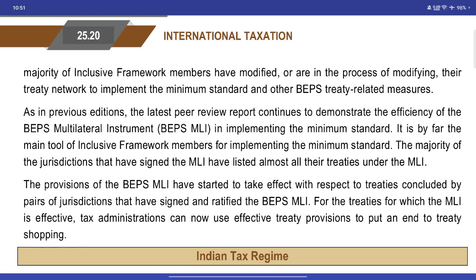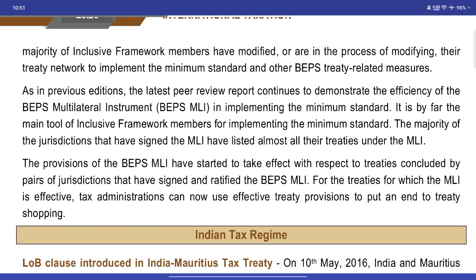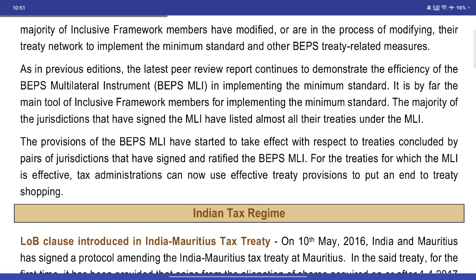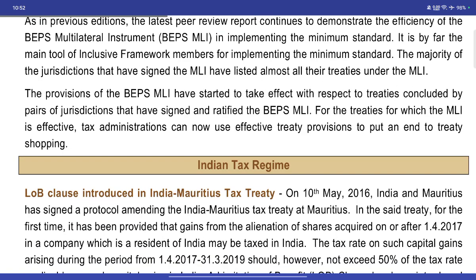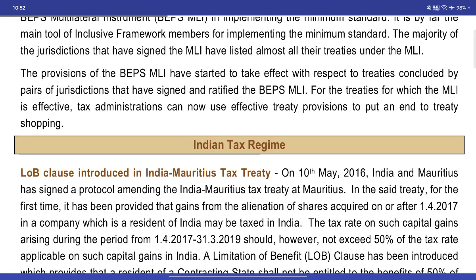As in the previous edition, the latest peer review report continues to demonstrate the efficiency of the base erosion and profit shifting multilateral instrument in the implementation of the minimum standard. It is by far the main tool used by inclusive framework members to implement the minimum standard. The majority of the jurisdictions that have signed the multilateral instrument have listed almost all their treaties under it. The provisions of the base erosion and profit shifting multilateral instrument have started to take effect in respect of treaties concluded by pairs of jurisdictions that have signed and ratified the instrument.